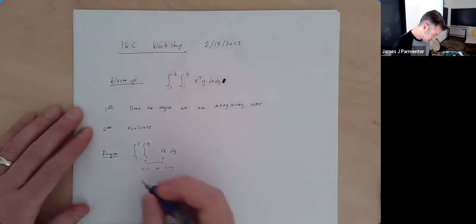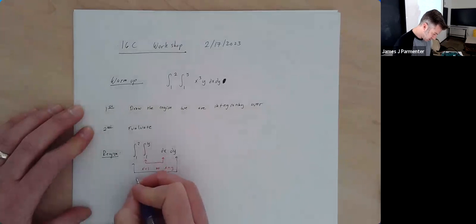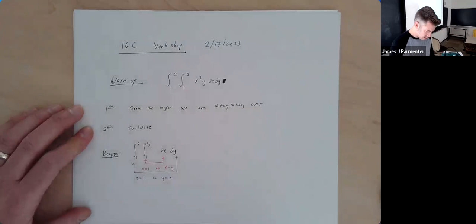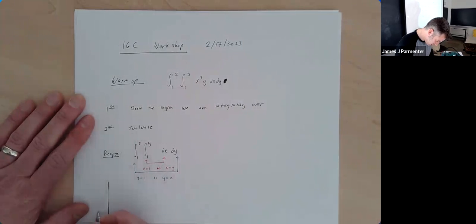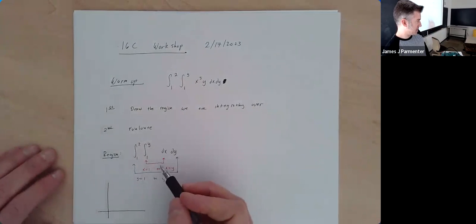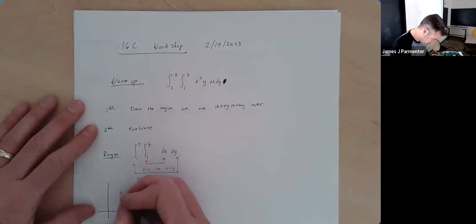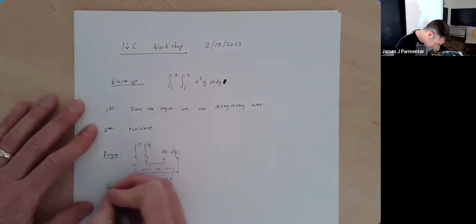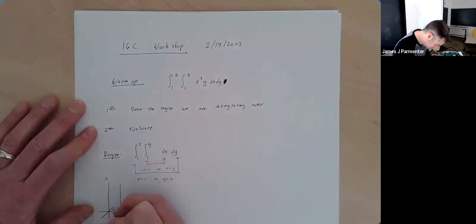And then the outer one, of course, is going to be y equals 1 to y equals 2. When I draw this, I'm always drawing the inner one first because those are the ones that actually have to be the functions, whereas the outer ones are just telling you how far down to how far up, or how far left to how far right, depending on if it's dy or dx. So I'm going to draw x equals 1, which looks like this. And x equals y, which is the same as y equals x, which looks like this.